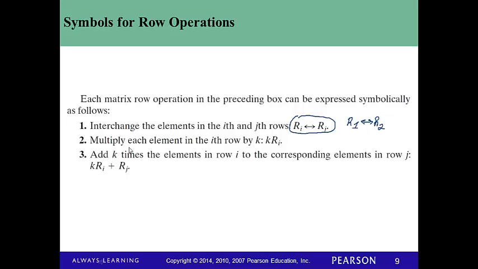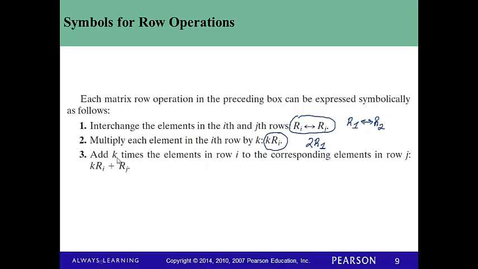Number 2 says multiply each element in the ith row by k. So here's the notation, and here's the example. I can say 2 times every element in the first row. Remember, the sub 1 means first row, and the sub i means the ith row, and sub j means the jth row.